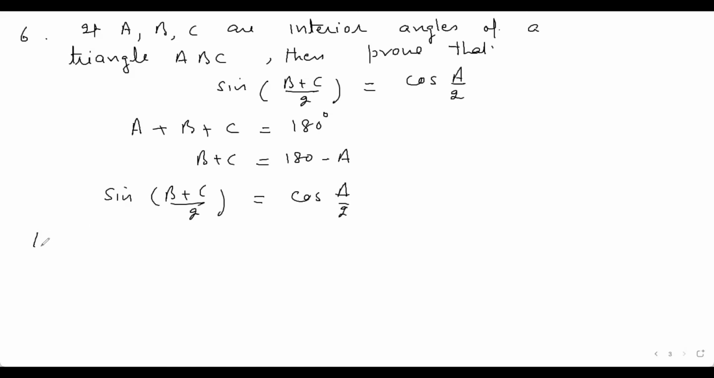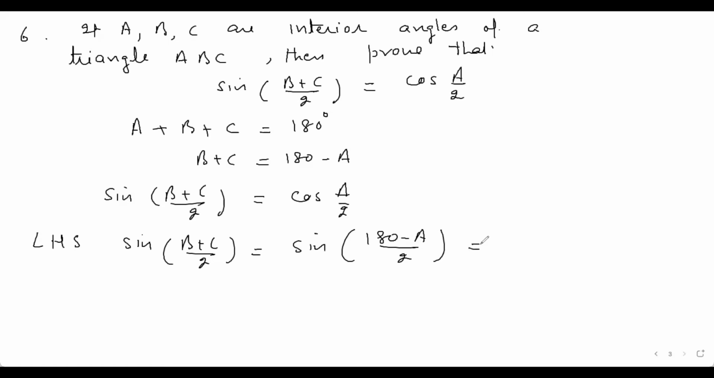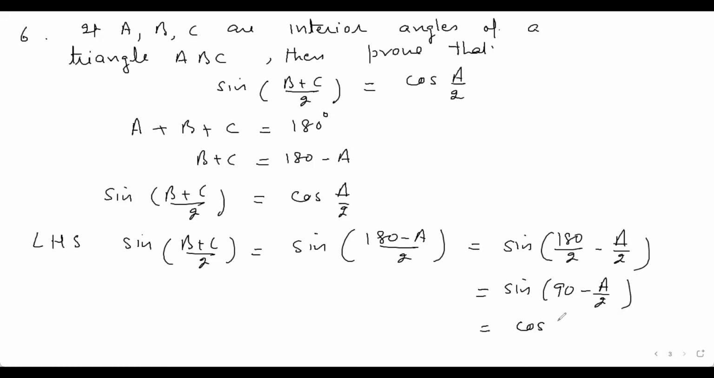So its left hand side is sine B plus C by 2. This can be written as sine 180 minus A upon 2. This is equal to sine 180 by 2 minus A by 2. This is equal to sine 90 minus A by 2, and this is equal to cos A by 2. So left hand side is equal to right hand side.